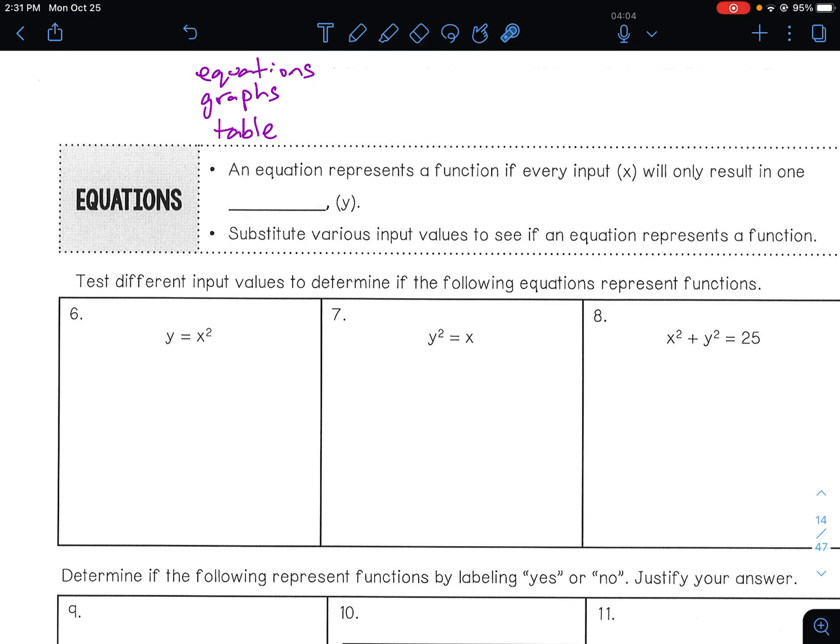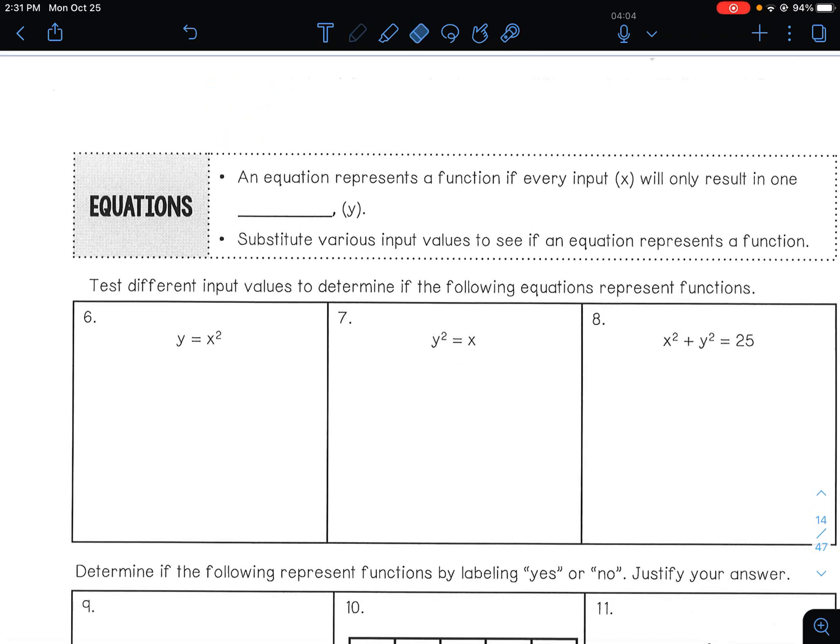And the same goes with tables. Any table of values they give you, you will be able to graph them. Any graph, you should be able to come up with some kind of equation to fit it. So tables, equations, and graphs are all different ways of representing the same information. So if they gave you an equation, how can you tell if the equation is a function or not? An equation represents a function if every input x will only result in one output y. And they want you to substitute various input values to see if an equation represents a function.